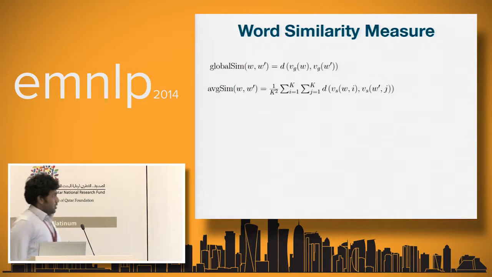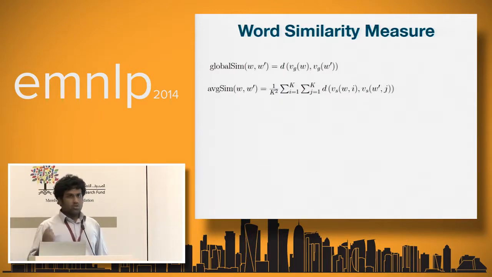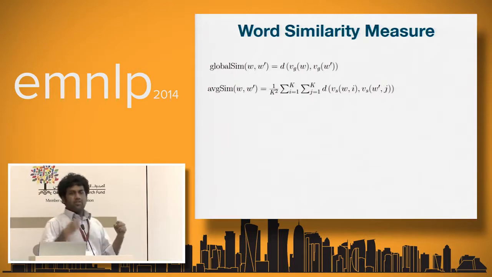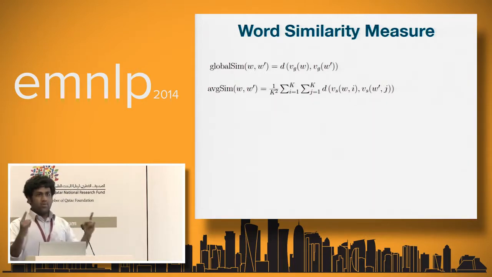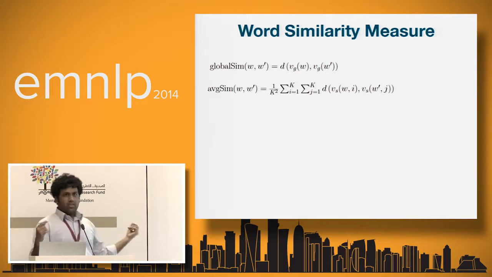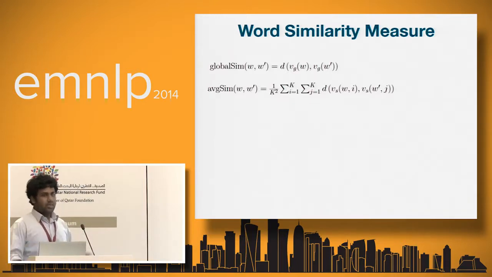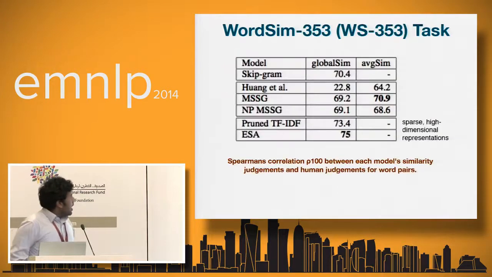For getting the similarity score, we use 2 different similarity measures. One is the global sim, where we measure the similarity using the global vectors. And average sim uses the sense vectors, so you average over the set of all sense vectors. These are results on the WS353 task.